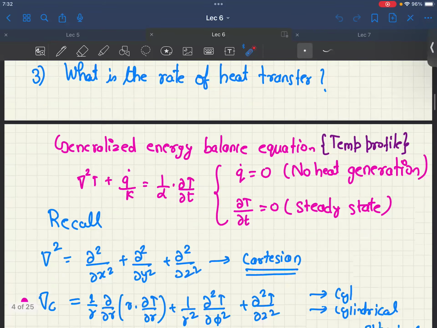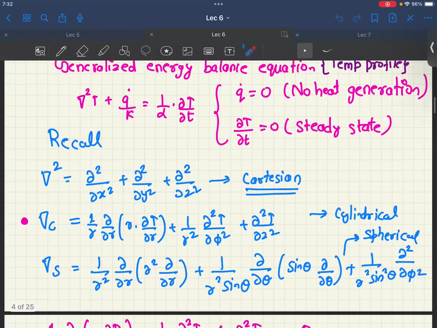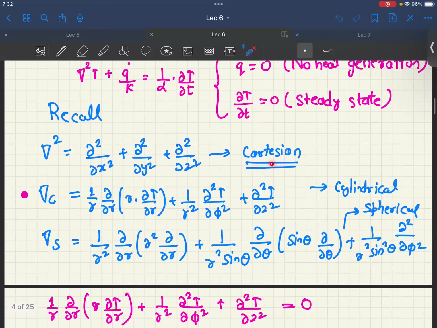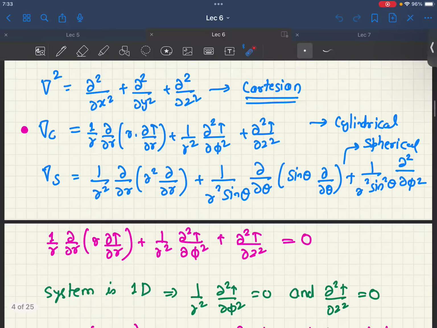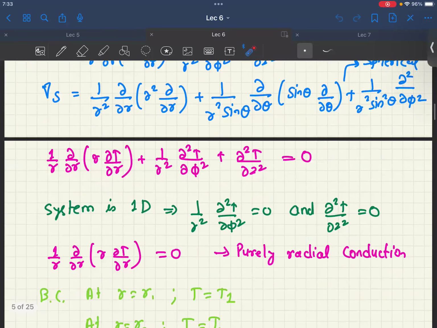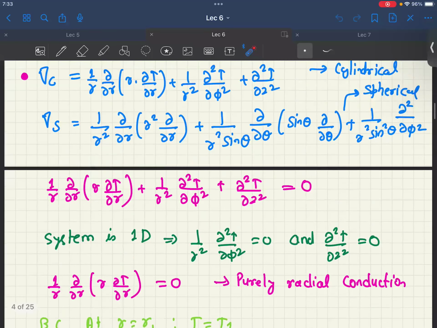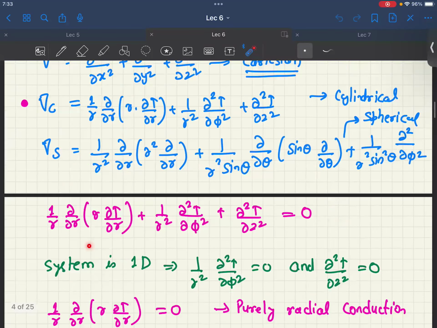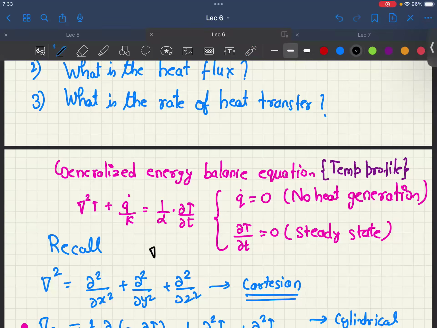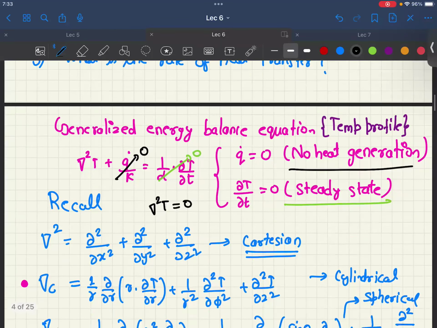Okay, so this is the Laplacian which I have taken from the previous slide. For a cylindrical system, this is our cylindrical Laplacian. We said that it's a one-dimensional system, so the temperature is going to be a function of r only, and that is why these terms go to zero. This term is zero because there is no heat generation, and this is also zero because of steady state. So ∇²T finally is equal to 0, and ∇² here is this.